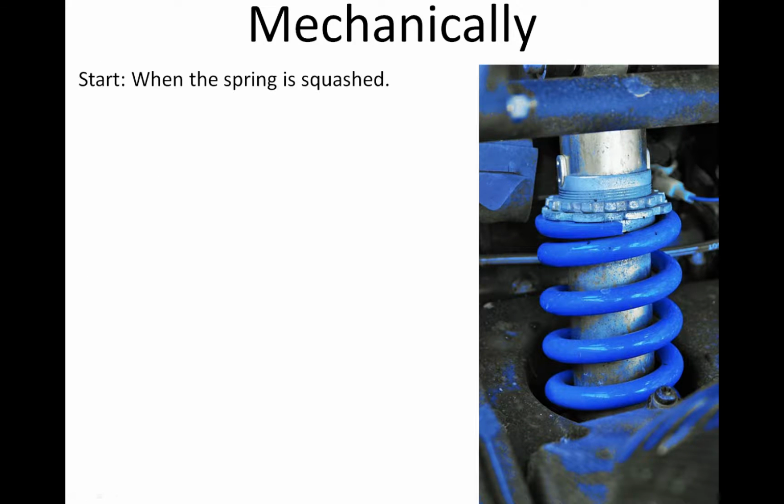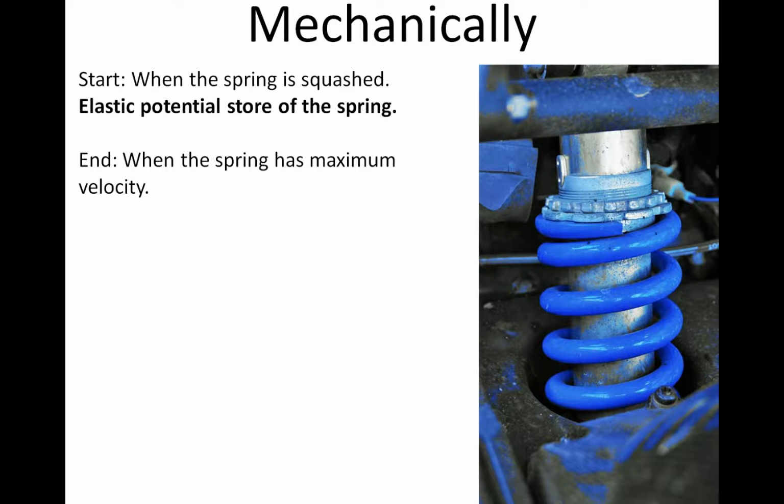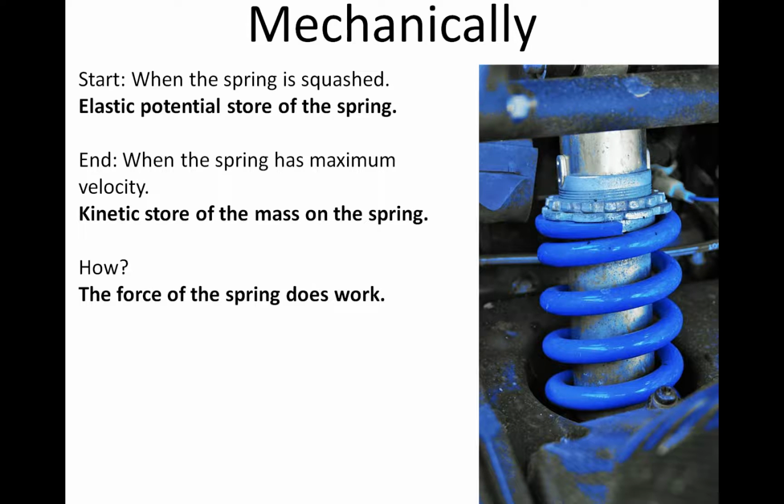Next, the start point in this case is when the spring is squashed, so therefore it is the elastic potential store of the spring. The end point is when the velocity of the spring is its maximum, which means it's going to be the kinetic store of the mass on the spring. Finally, how is this transferred? The force of the spring does work. So the elastic force is able to do work on the mass.